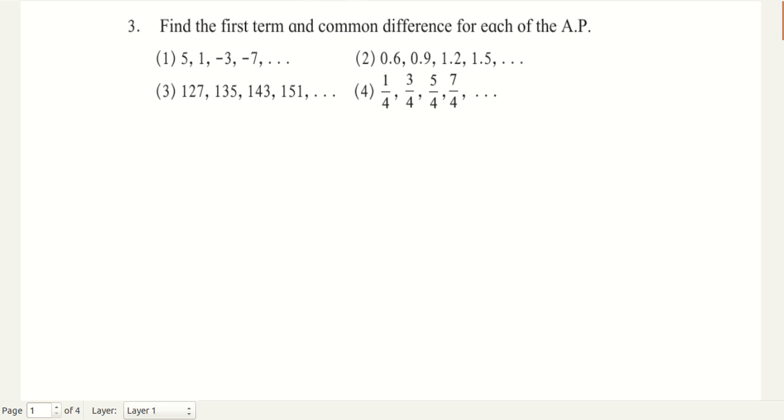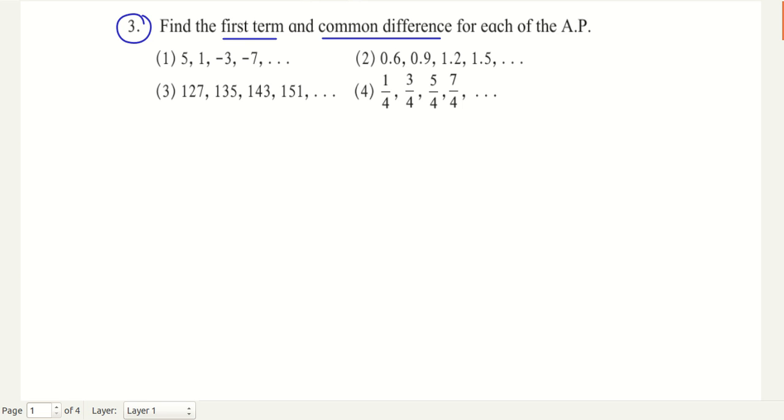So, good morning students. Now we will be continuing with the practice set 3.1 and in that we are solving question number 3. Let us read what the question is. In the question we have to find the first term and the common difference for each of the given AP sequence, arithmetic progression.